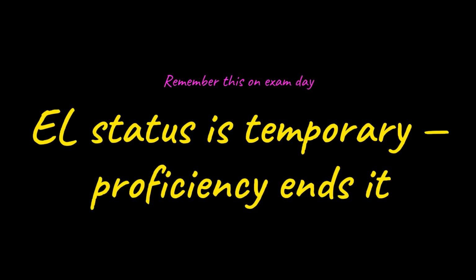The most tested nuance is that English learner status is transitional, not permanent. Students move through it as they develop proficiency. When an exam item presents EL status as a fixed category, the correct answer will recognize it as a developmental phase with a defined exit point.